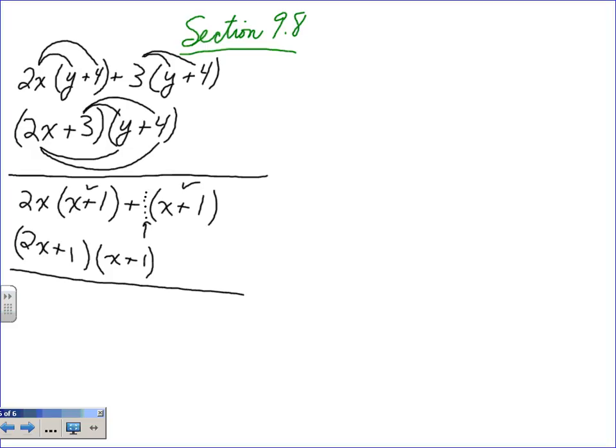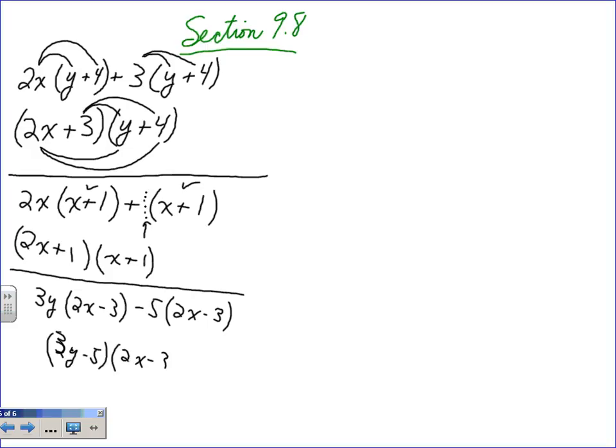All right. So if I have 3y times (2x - 3) minus 5 times (2x - 3). See, the only way we can do this is to make sure that these two parentheses are the same. They have to be exactly the same, otherwise we can't factor this way. This is not factored, but now we'll factor that. What do you think it is? 3y minus 5 is right, times (2x - 3), right? Perfect. And that's all you get to do.